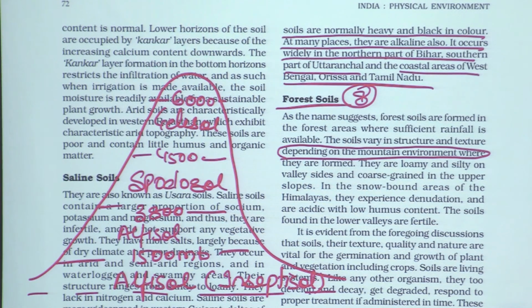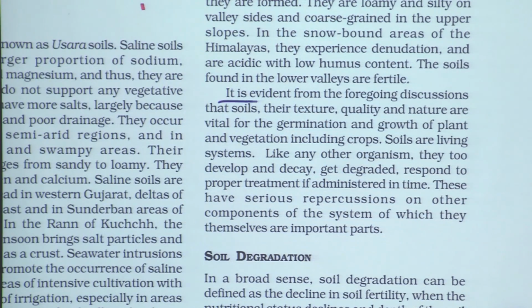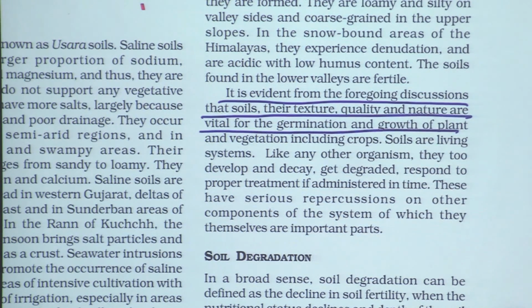With increase in height, there is a different type of vegetation, and different type of vegetation facilitates different types of soil. It is evident from the foregoing discussions that the soil, their texture, quality, nature are vital for germination and growth of the plant. And that is the reason soil is an important constituent of the study of geography.